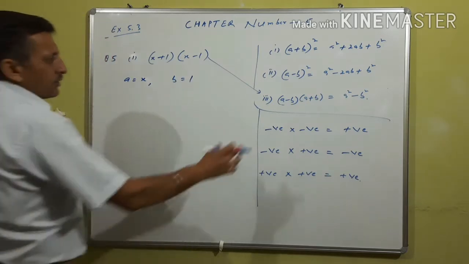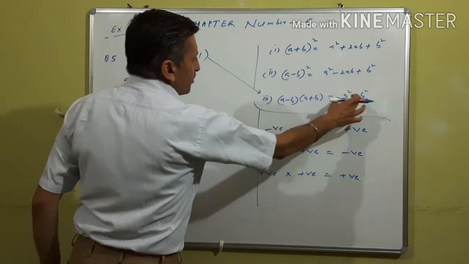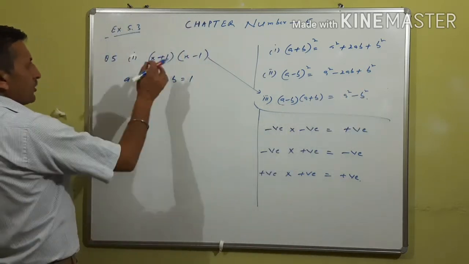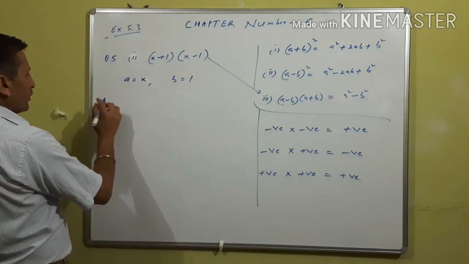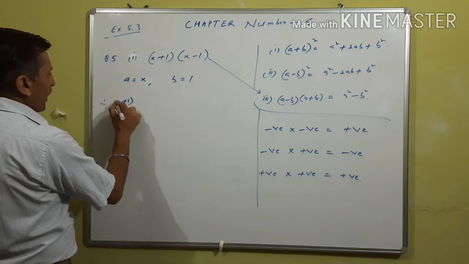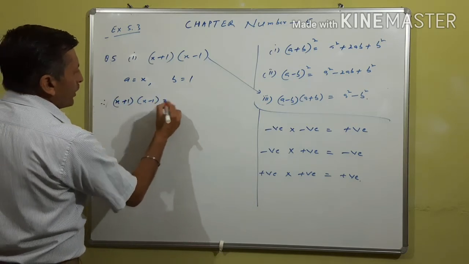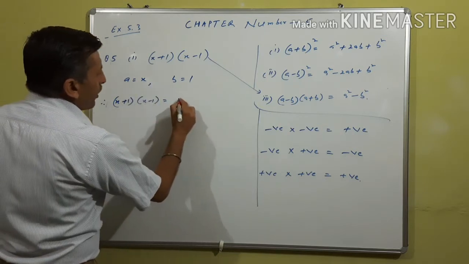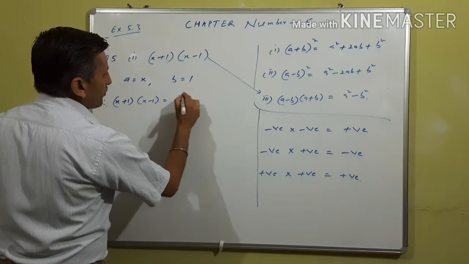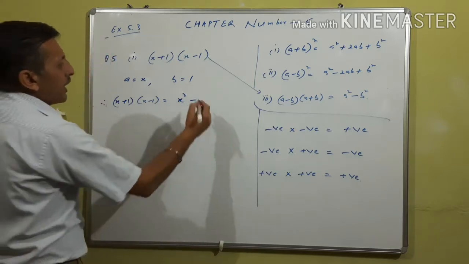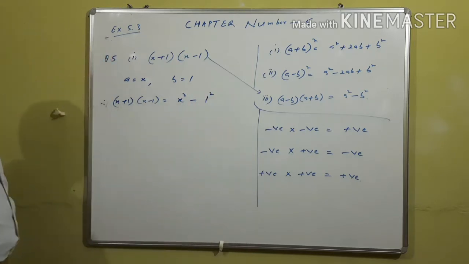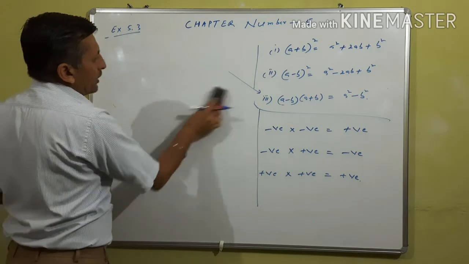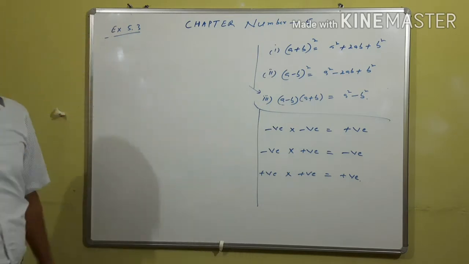Then after this, you know, (a minus b) into (a plus b) is always equal to a square minus b square. So I am going to use this one. Therefore (x plus 1) into (x minus 1) is equal to a square, that means x square, minus b square, minus 1 square. That's all. So this was your answer. It's an easy one, very easy. Okay. Now I am taking another example.